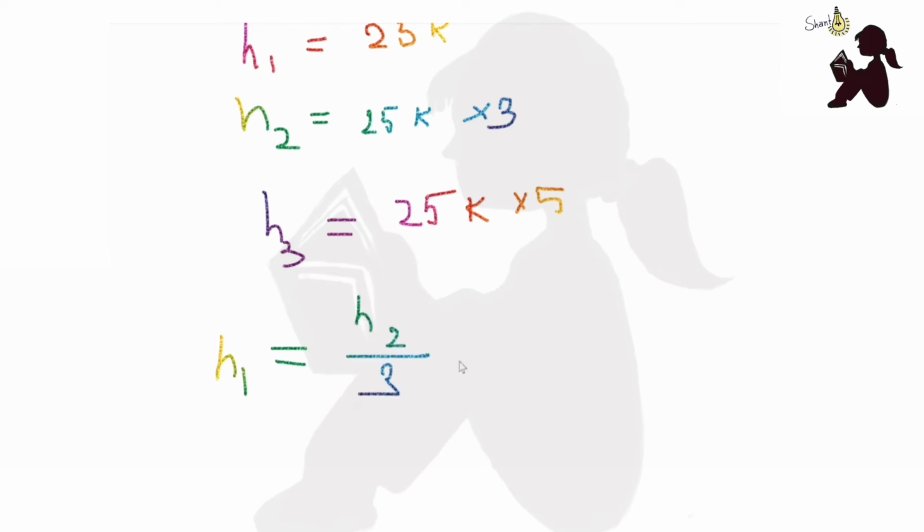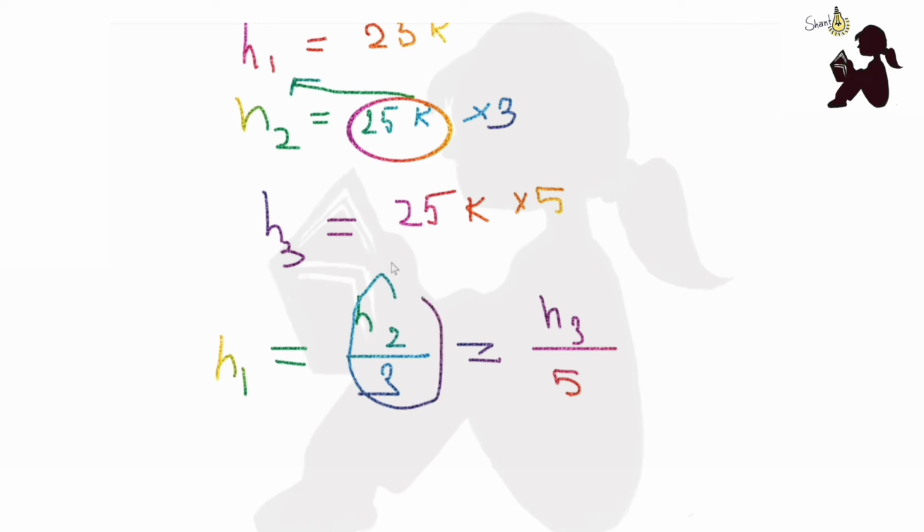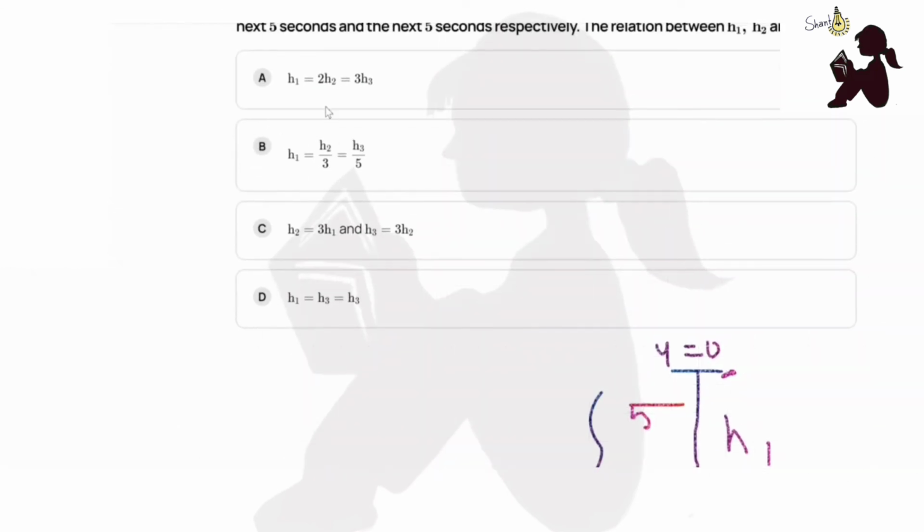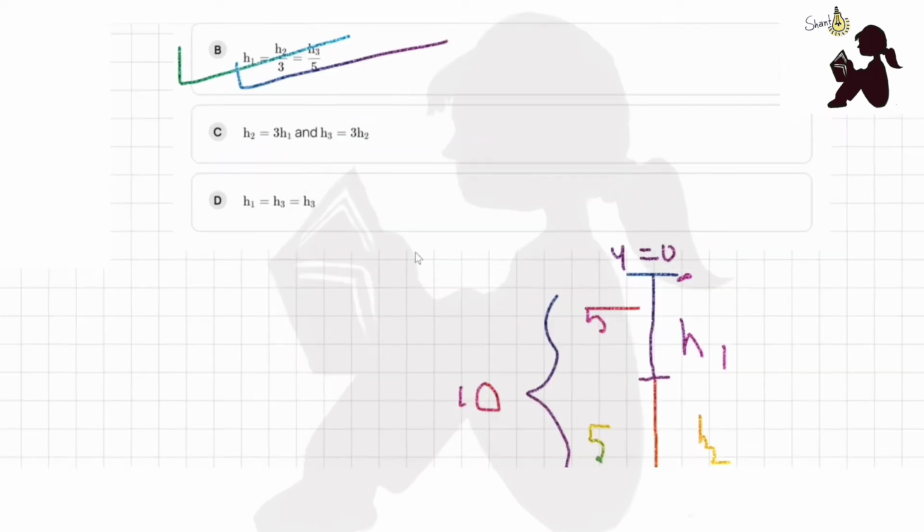h2 by 3, which is equal to h3 divided by 5, because h2 is h1 into 3. This is h1, so we can write this as h1. So h2 equals h1 into 3. So h1 will become h2 by 3, and h3 is equal to h1 into 5. So h1 is equal to h3 divided by 5. So this is the relation between h1, h2 and h3. So the correct option over here will be h1 is equal to h2 by 3 equal to h3 by 5. This is the correct option.